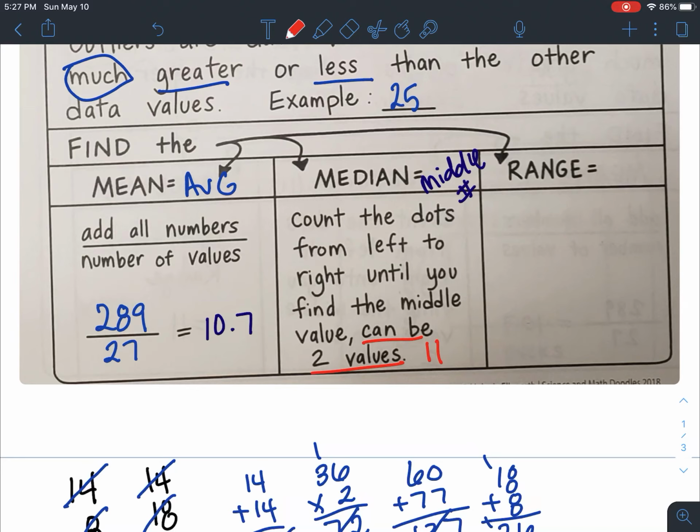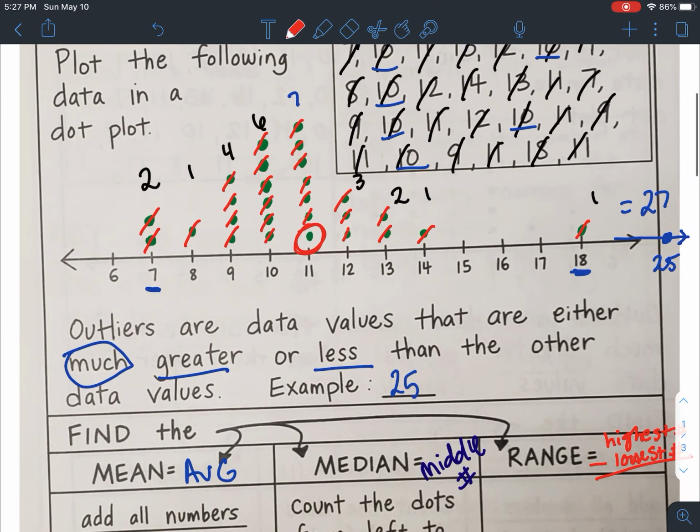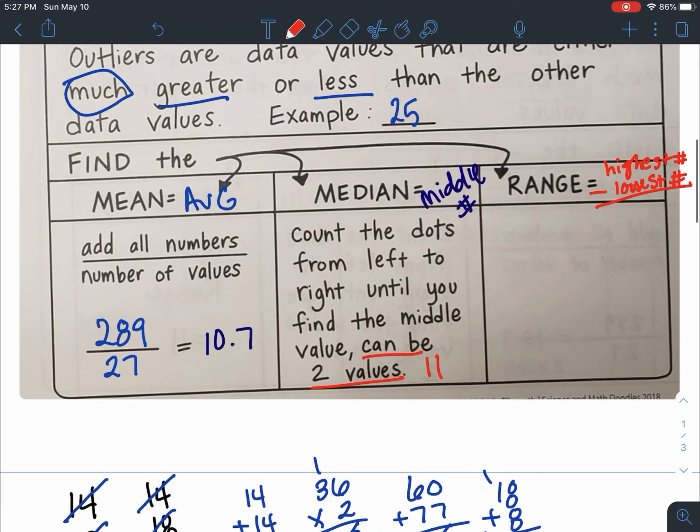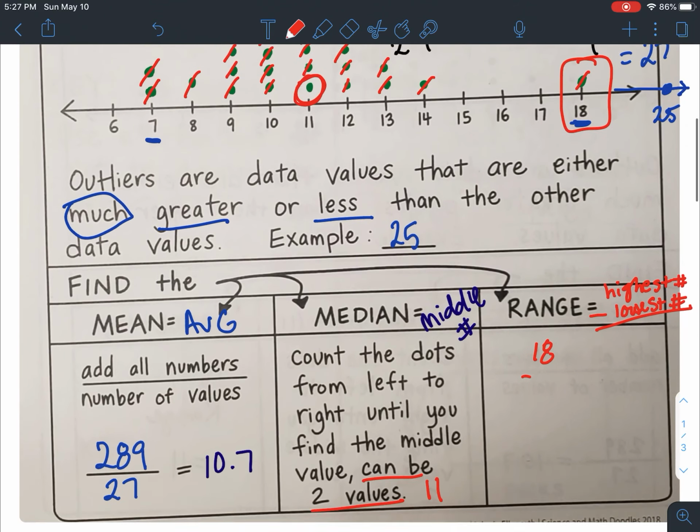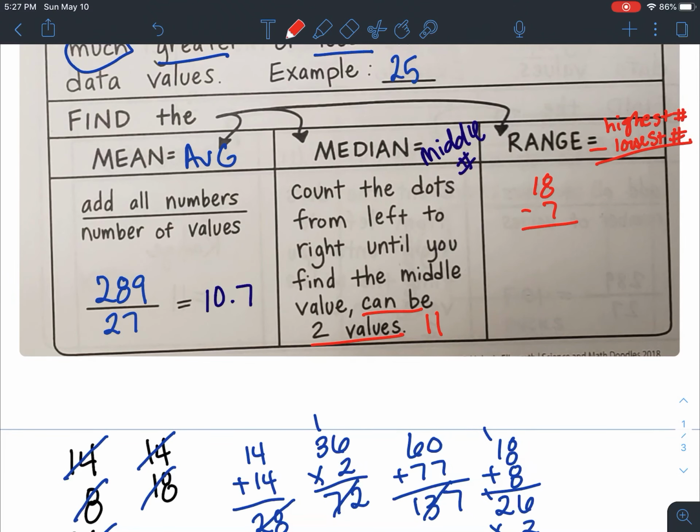The range is just the highest number minus the lowest number. That gives you your range. My highest number here was 18, and my smallest number was 7. And 18 minus 7 gives me 11.